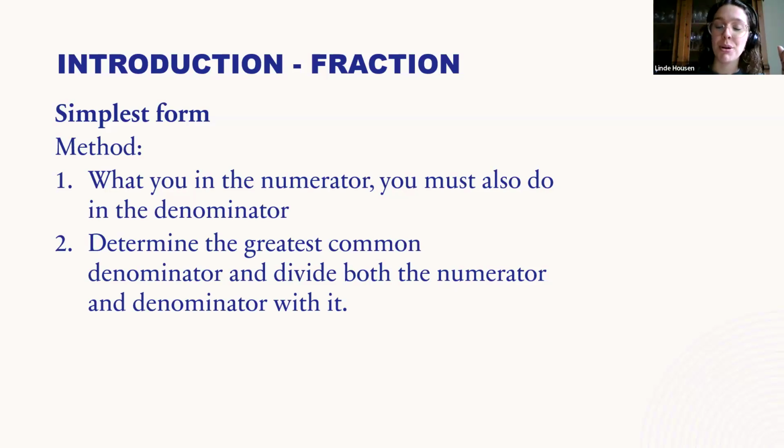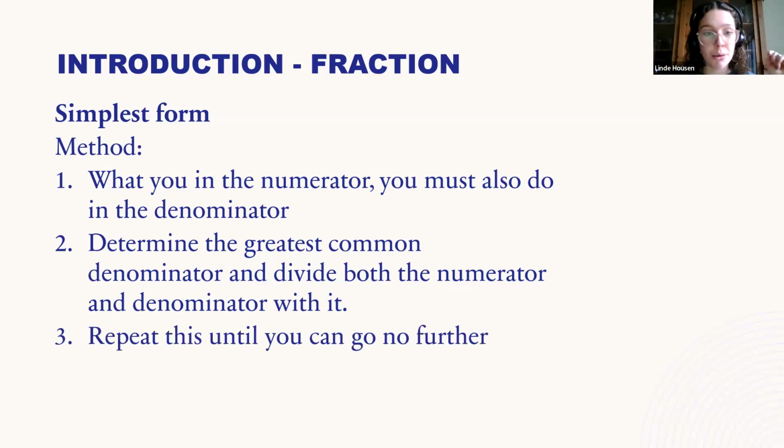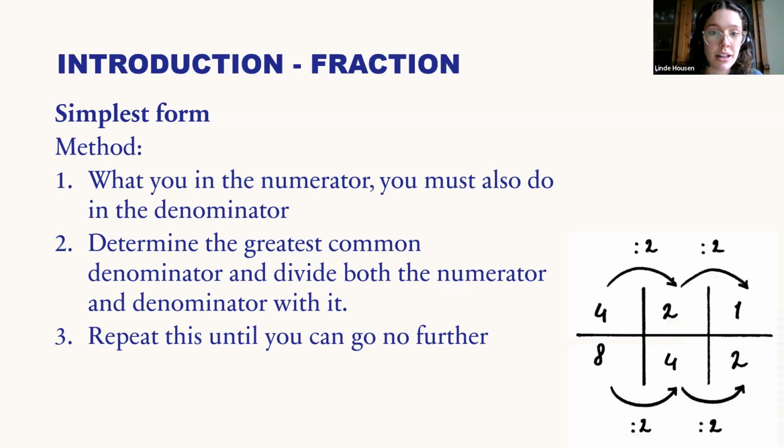Okay, but we will see an example really shortly after. So I hope it will all get clear. So we will divide the number we find by both the numerator and the denominator, and we will repeat this process until we can't go any further. Here I have an example for you. So let's say we start with a fraction 4 on 8. So 4 is our, can anyone tell me how can we call 4?